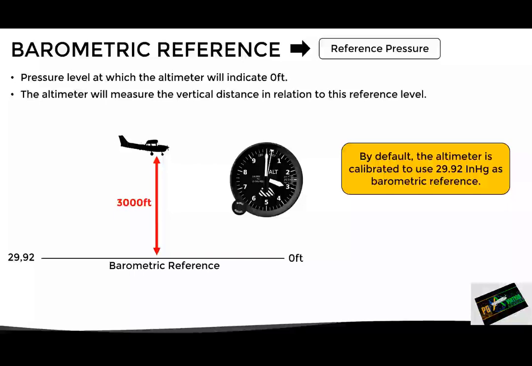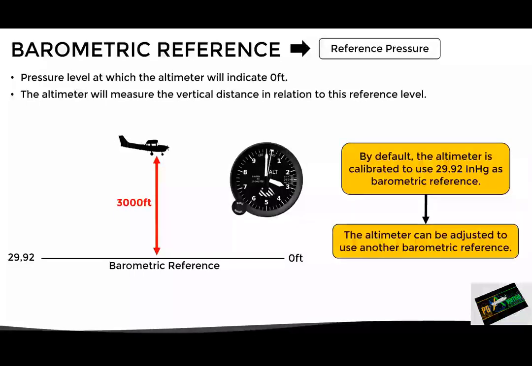However, since in practice sea level pressure varies constantly, the pilot can adjust the altimeter to use another barometric reference through the Kollsman window, causing the altimeter to measure the altitude in relation to the desired pressure level. With this being said, let's see an example.